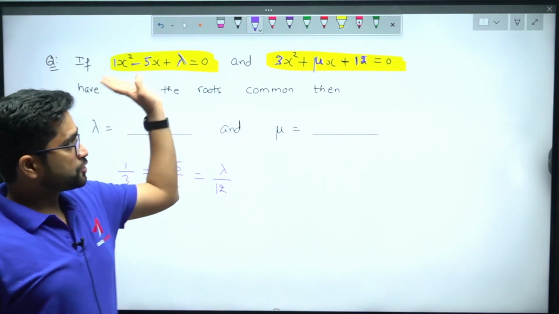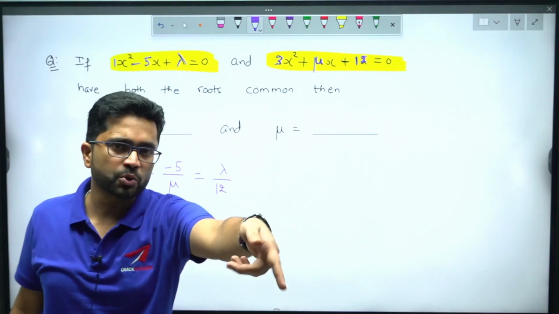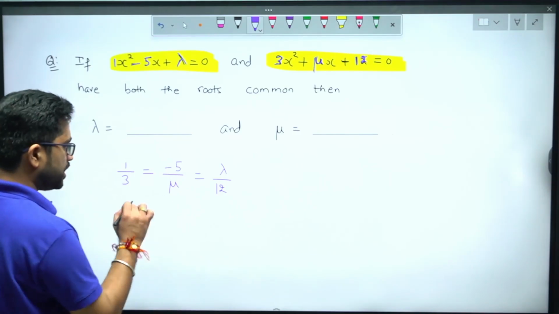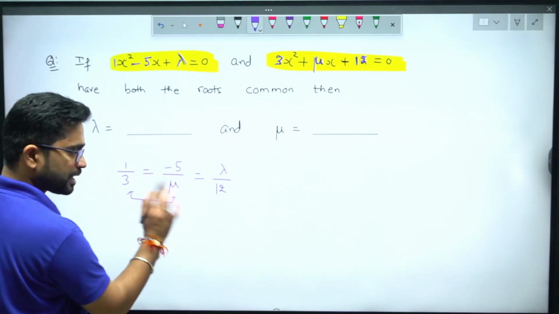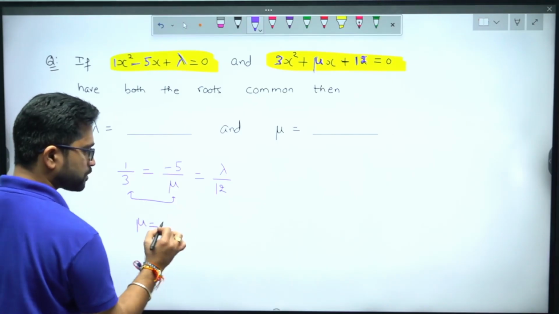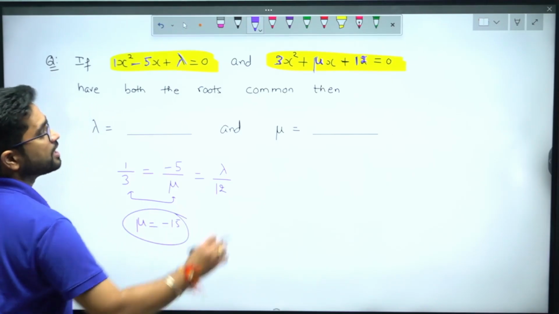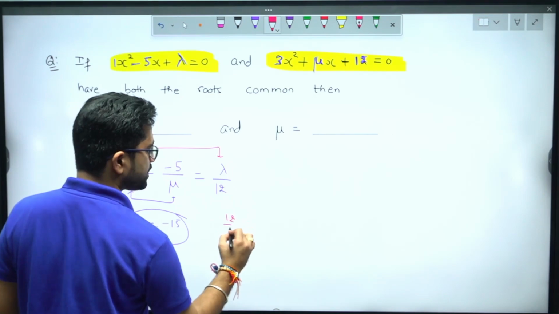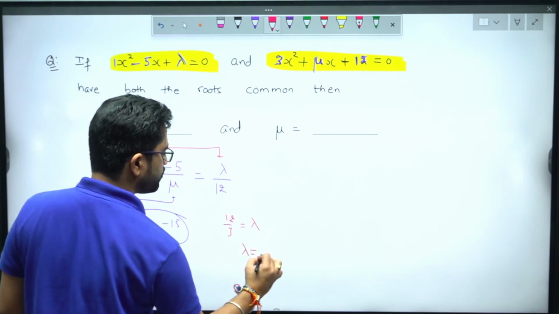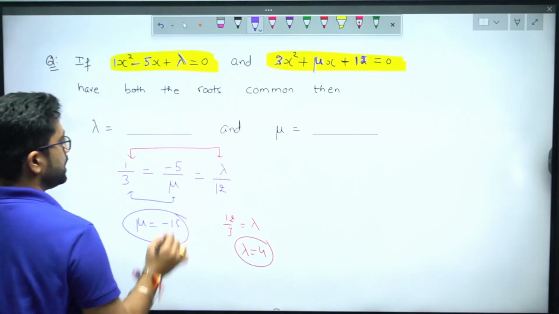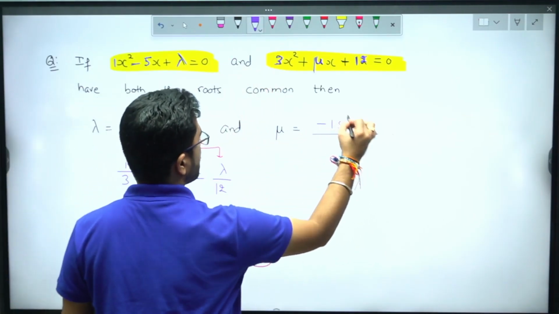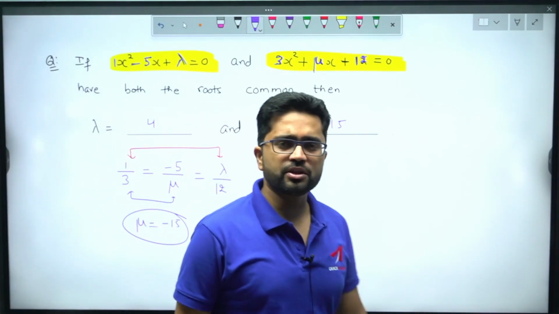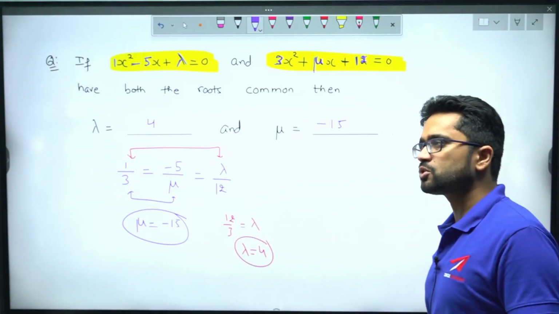If the two equations have both the common roots, then this particular package must be justified. Now I'll solve it. Following this equality between these two terms, a simple cross multiplication gives mu as minus 15. And solving this one with this one, I get 12 by 3, which is lambda. So lambda comes out to be 4. So the values are: mu is minus 15, and lambda is 4. If lambda is 4 and mu is minus 15, the two equations will have both the common roots.